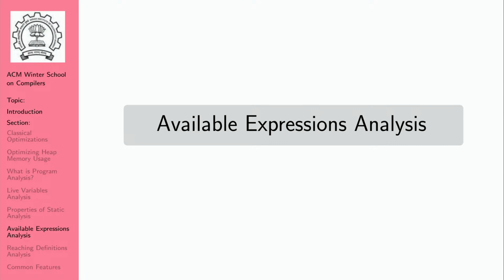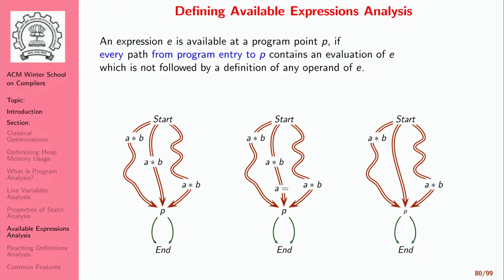So let's start right away defining what is available expressions analysis. We say an expression E is available at a program point P if every path from program entry to P contains an evaluation of E which is not followed by a definition of any operand of E. So you can start finding parallels with the definition of live variables analysis. You can see the contrast as well.